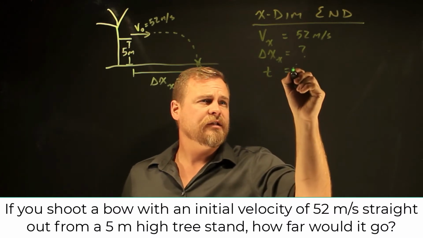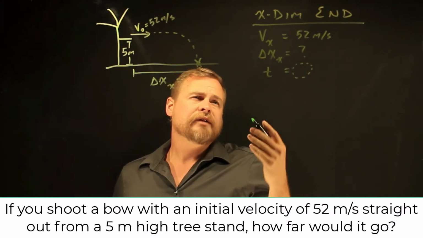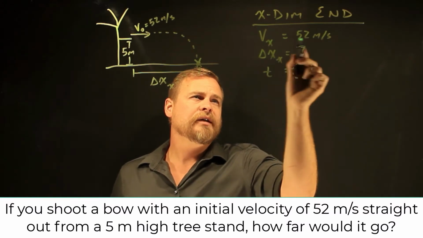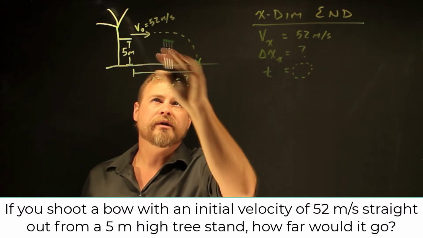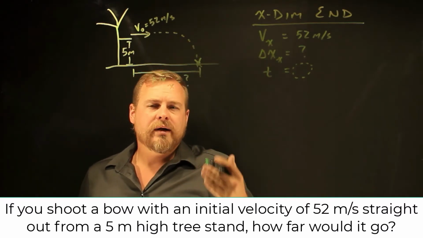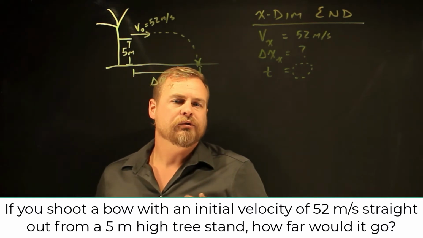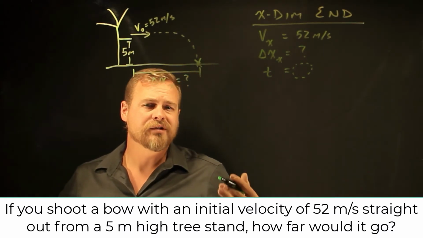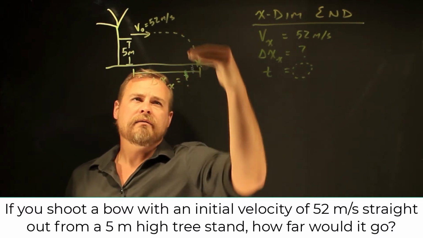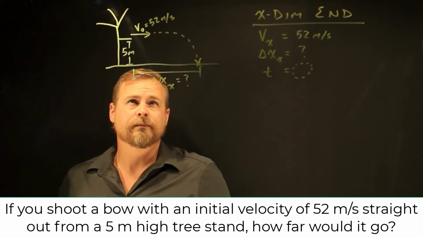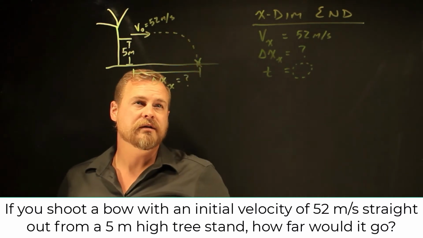Now, this is an interesting piece that we're leaving blank here. You ask yourself the question, well, if the velocity is 52 meters per second at every point along the trajectory in the x dimension, why does a bullet or an arrow or a ball eventually come to rest? Well, the answer is it runs into the ground. Why does it run into the ground? Well, gravity is pulling it down. As soon as it leaves my bow, that arrow is falling down.